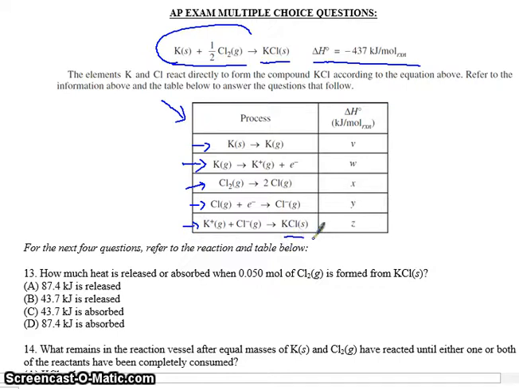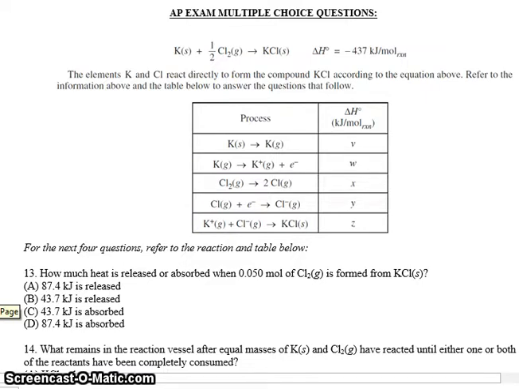So you can combine these reactions together to come up with this final equation. And remember, for this, we use Hess's law. So let's see if we can use this. It's a bit strange, but see if we can use this to answer the questions.